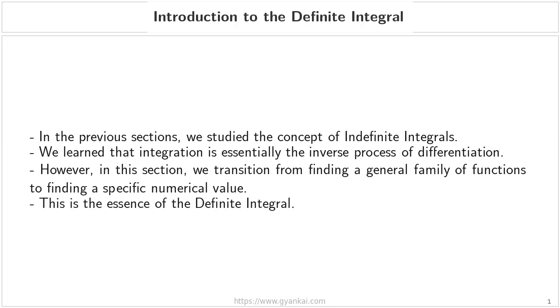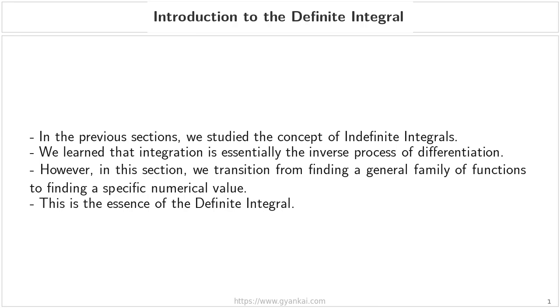Think of it like this. We're going from finding a recipe that could make many cakes to actually baking one specific cake and determining its exact weight. That transition, from a general formula to a specific number, is precisely what the definite integral allows us to do. This numerical value often represents an accumulation of a quantity, or geometrically, the area under a curve, but we'll explore those ideas in more detail as we move forward.